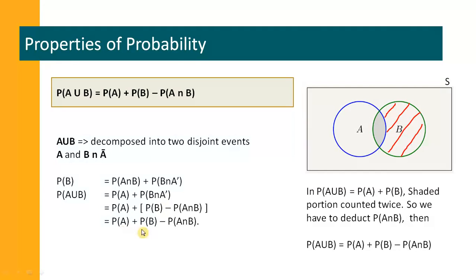So we are replacing this for P of B intersection A complement. And now P of A plus P of B minus P of A intersection B is equal to P of A union B. I can also explain using this diagram. See, in P of A union B equal to P of A plus P of B, this completely shaded portion, that is the gray color shaded portion, is counted twice. So we have to deduct P of A intersection B, this common portion.